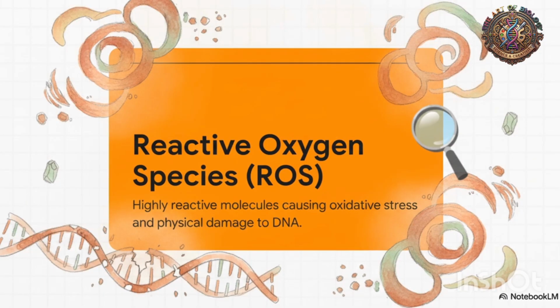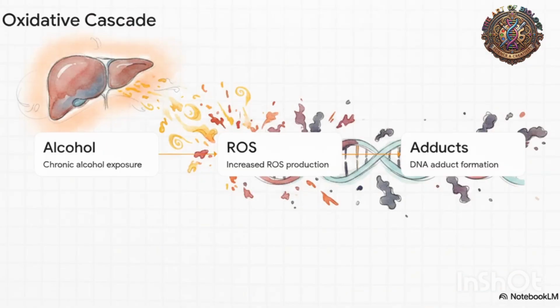Well, it stands for reactive oxygen species. The best way to think of these is like biological rust. They're highly reactive, incredibly unstable molecules that literally bounce around the inside of the cell, causing severe oxidative stress and inflicting real physical damage to delicate structures, especially your DNA. Let's see how this actually builds up.